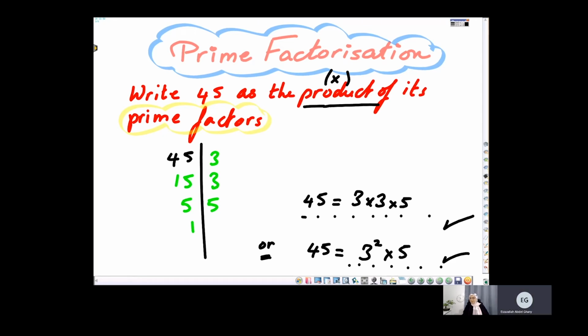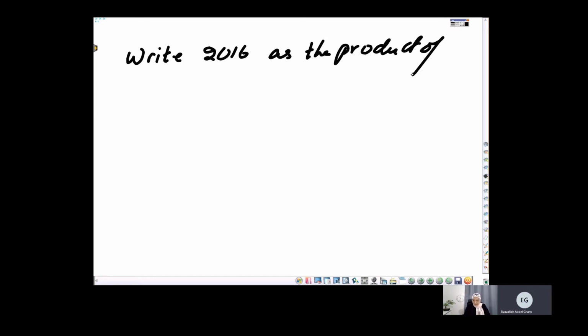So, another bigger question. Write 2016 as the product of its prime factors. Now he's clear that he needs only prime numbers.